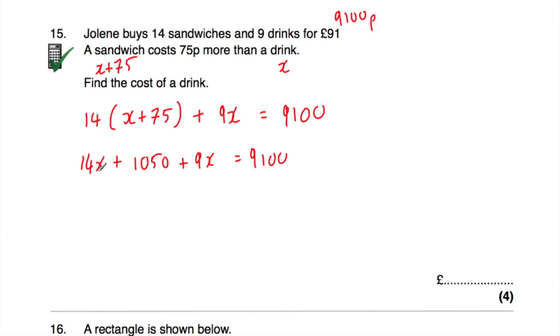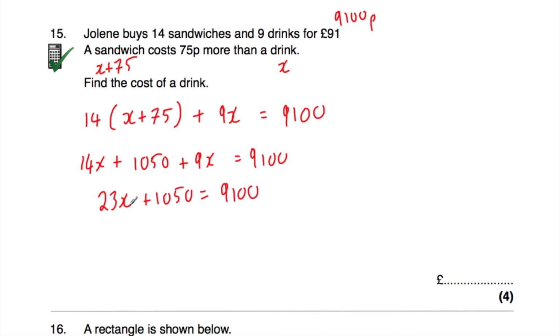Okay, now let's simplify this left-hand side because we've got 14x and 9x. And 14x's plus 9x's is 23x's. So we're going to have 23x's, just collecting the like terms. And we've still got our plus 1,050, and that equals 9,100. Okay, now this equation is quite nice.